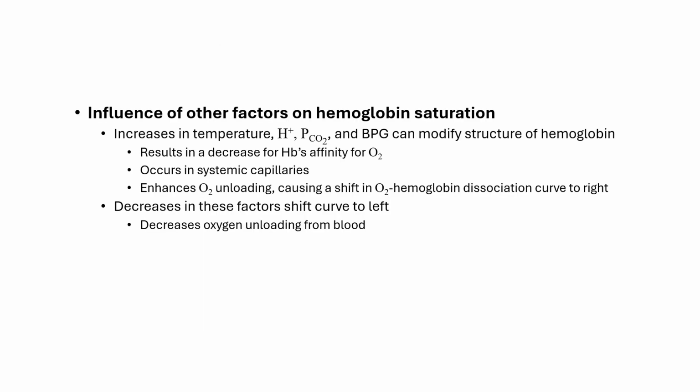This slide basically says whatever we already went over in that chart, that when the temperature, hydrogen ions, carbon dioxide, and BPG increase, they shift the curve towards the right, which causes unloading. This occurs in the systemic capillaries, which are the capillaries present at the level of the tissues. In the lung, we say pulmonary capillaries. The term pulmonary capillaries will be used. And similarly, when these factors decrease, the curve shifts to the left.